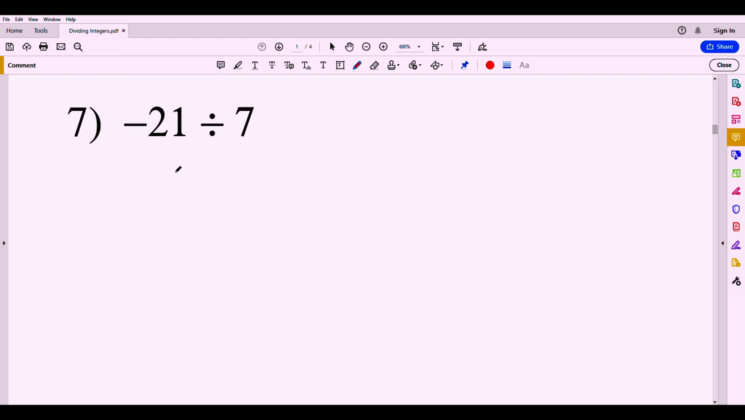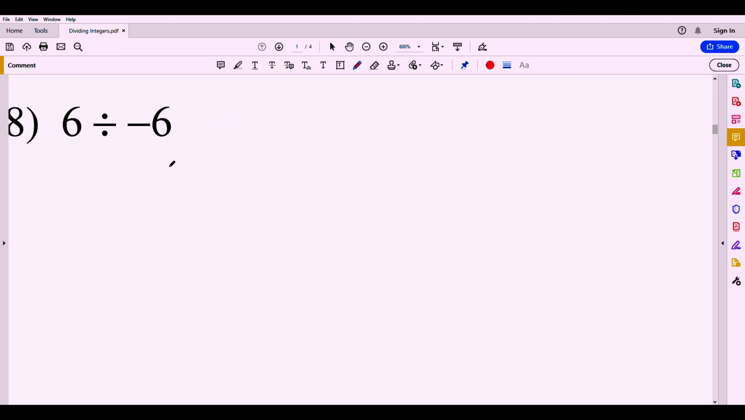Number 7, we have a negative divided by a positive, which results in a negative because they're different signs or opposite signs. So if we have 21 divided by 7, that's 3, but negative 21 divided by 7 is a negative 3. So negative 3 is our solution to number 7.